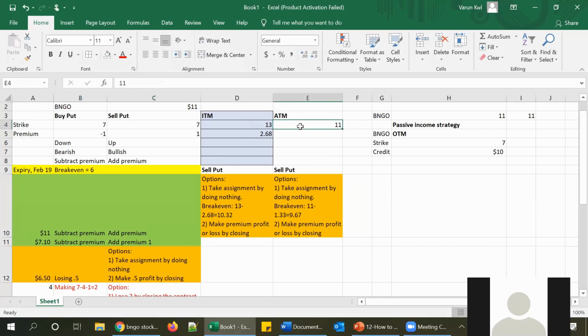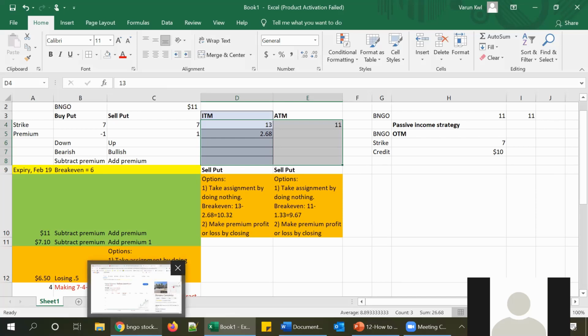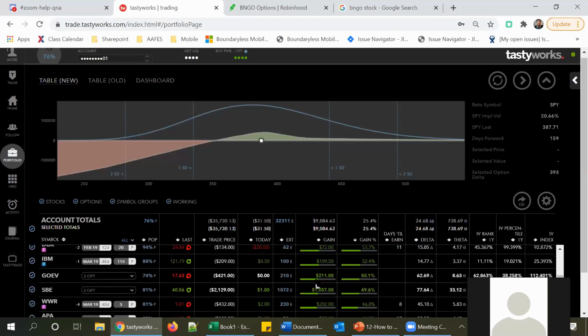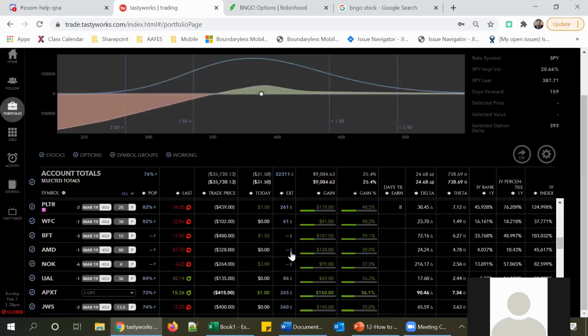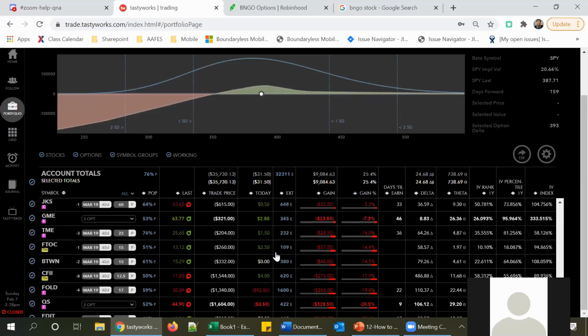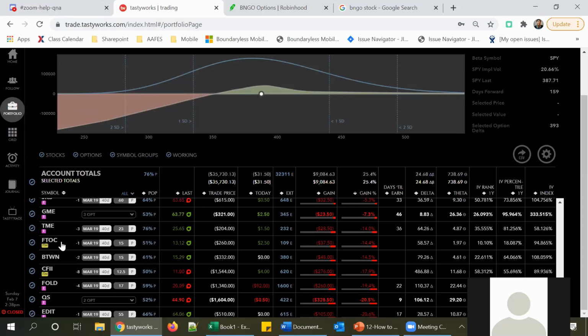And even I follow this strategy when I'm very bullish about a stock and I want to remain a seller of a stock. Even in that particular situation, this works for me. So if I show you an example here, I have done a couple of in the money. Okay, this FTOC. So I placed this particular contract, I think 2 or 3 days back.